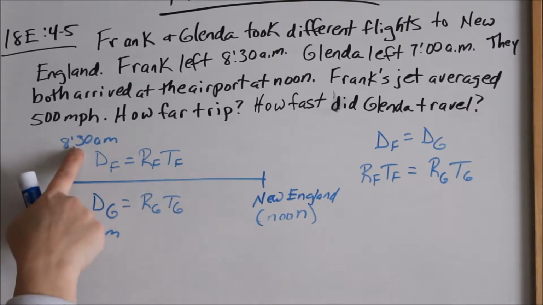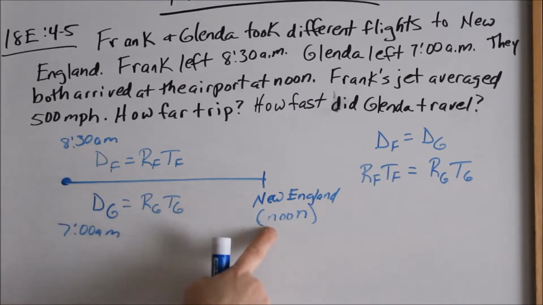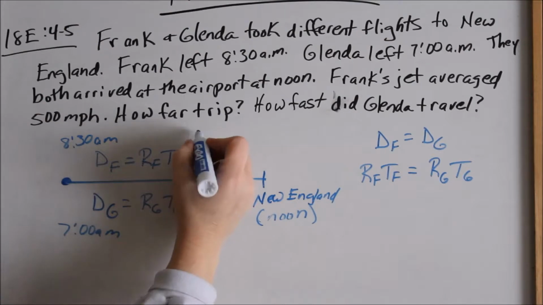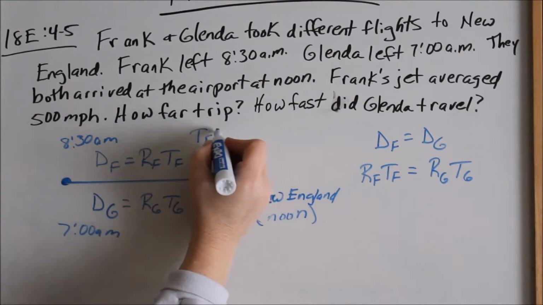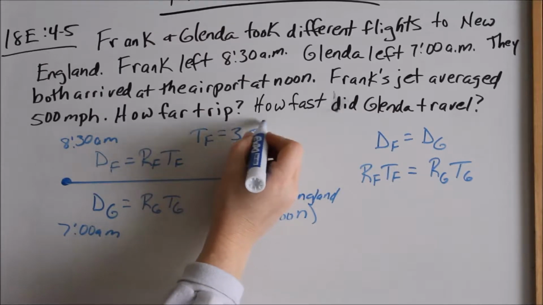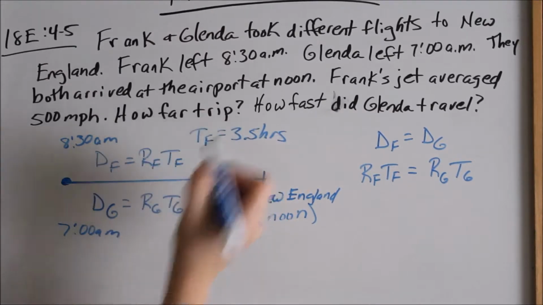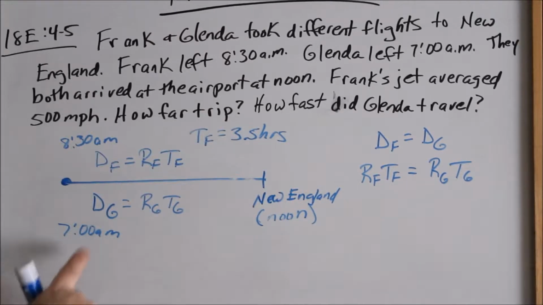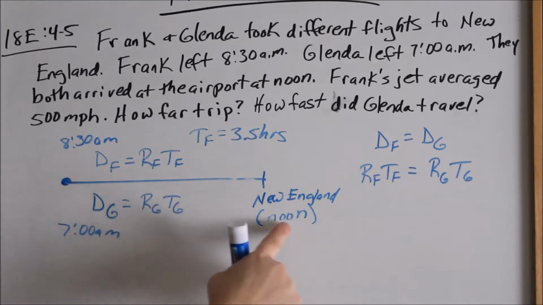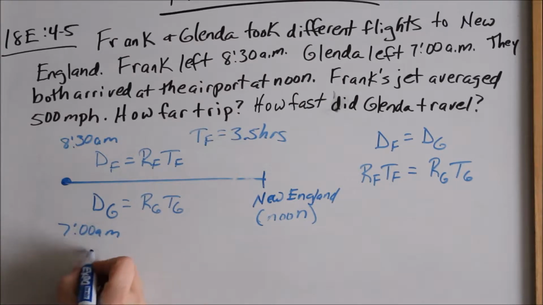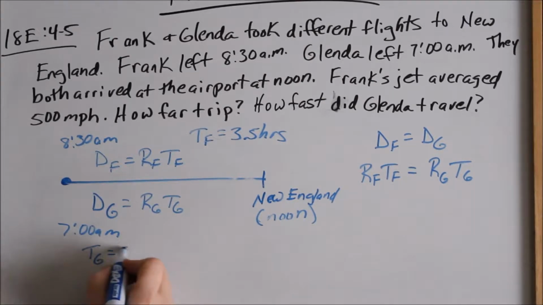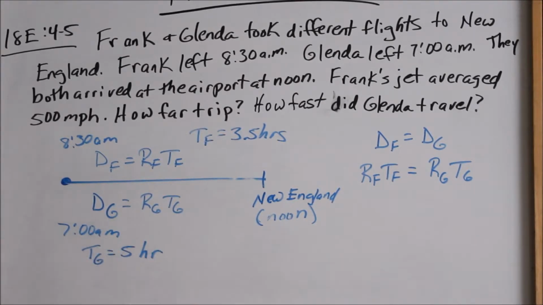So if Frank left at 8:30 and he arrived at noon, how much time did that take him? So Frank's time, that's 3.5 hours. Okay, so Frank's time is 3.5 hours. So I'm going to write that up there with his information. If Glenda left at 7 and she got there at noon, how long is that? It's 5 hours. Okay, so Glenda's time is 5 hours.